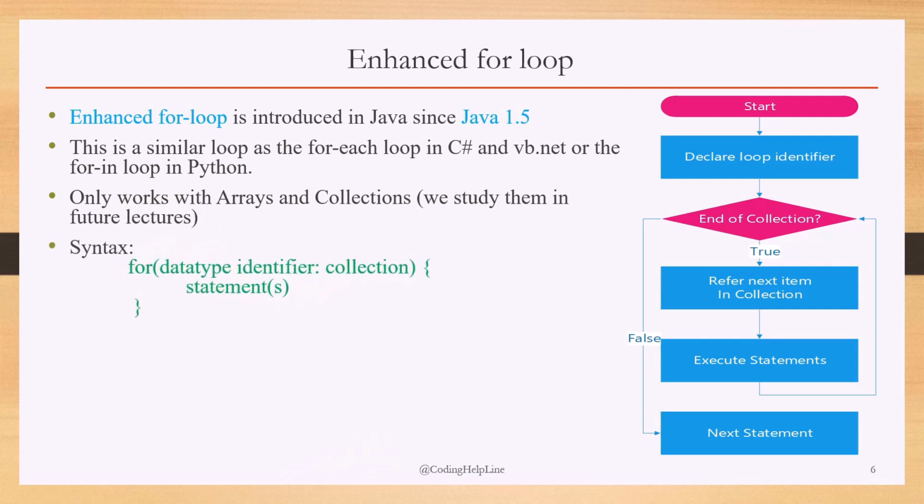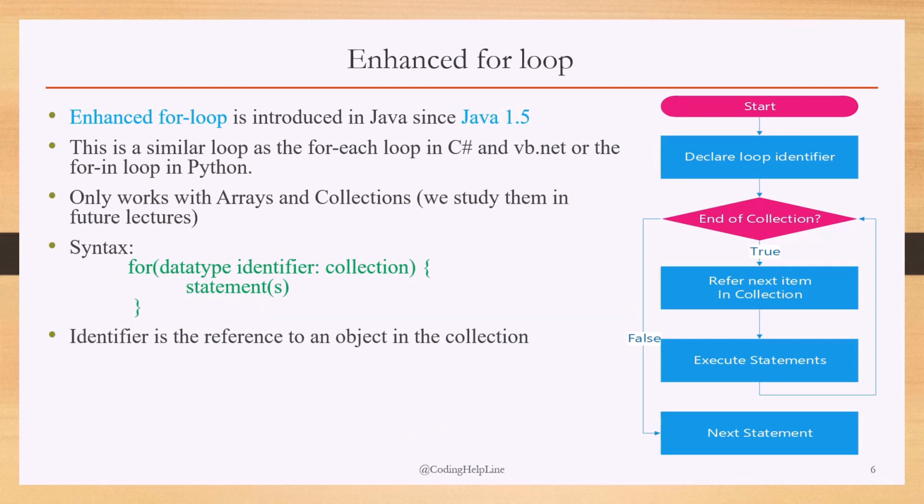Okay, this is the general syntax. In the general syntax, for loop parenthesis start, data type identifier, and colon. This colon refer to collection. Then executes the statements. This data type is initialized here. Then the collection is checked whether it is reached end of the collection or not. If not, execute the statements.